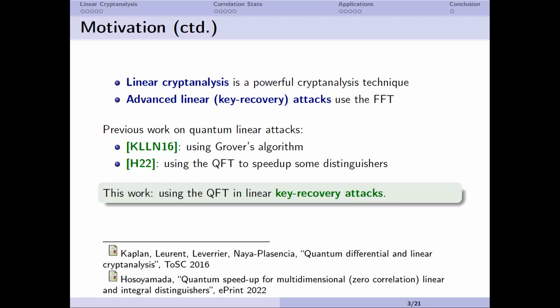including Shor's algorithm. But the previous work on linear attacks in the quantum setting doesn't use the QFT, or at least doesn't use the QFT in key recovery mode. What exists is a work by Kaplan et al. that was using Grover's algorithm, basically Grover-like speedups, to find key recovery attacks. And also very recently, and concurrently to this work, a work by Yamada, which uses the QFT, but speeds up only linear distinguishers, certain types of linear distinguishers. So in this work, we're interested in using the QFT to accelerate key recovery attacks.